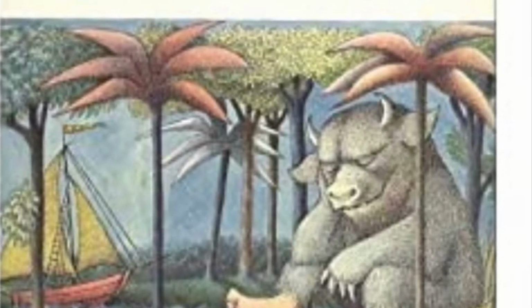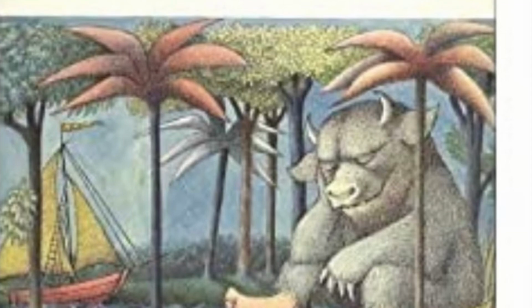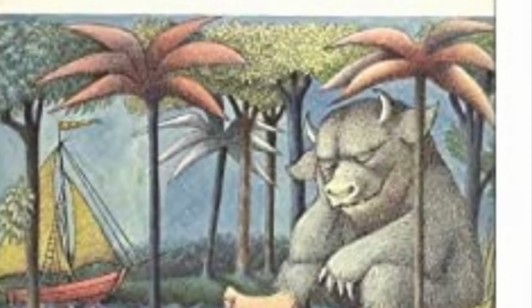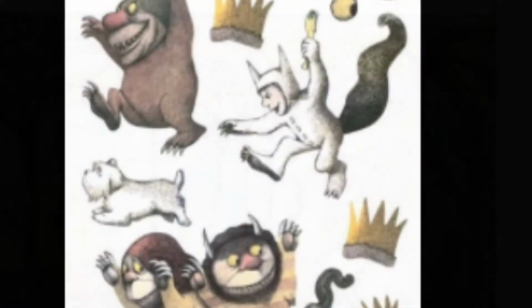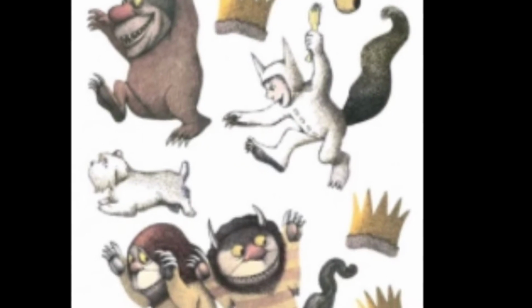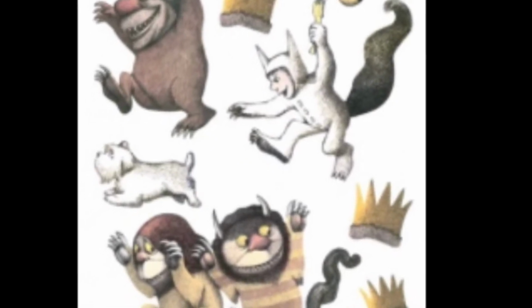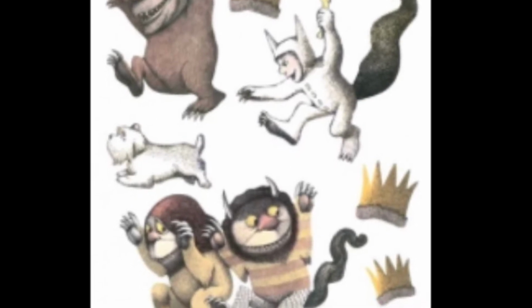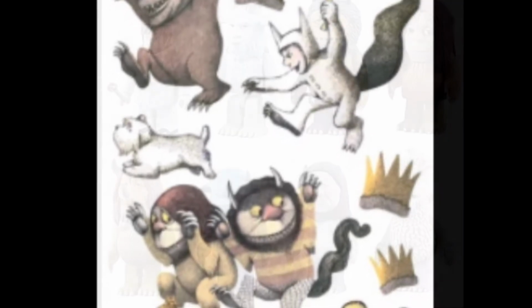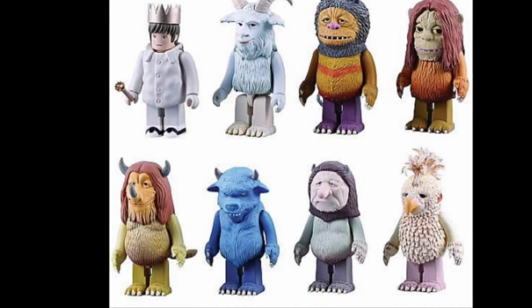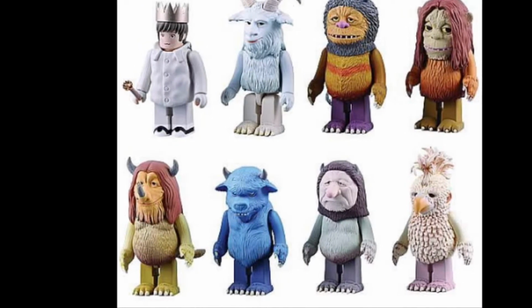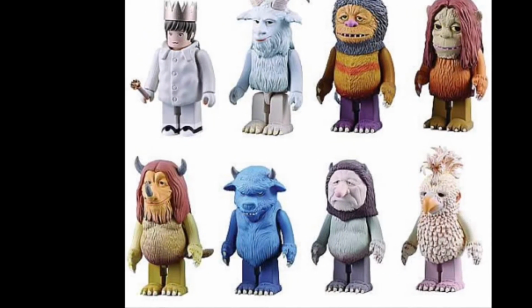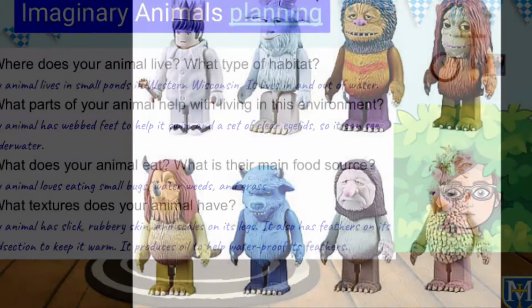We are going to work on a planning sheet, including the following questions. Where does your animal live? What type of habitat? What parts of your animal help with living in this environment? What does your animal eat? What is their main food source? What textures does your animal have? So let's look at some of my answers to these questions.